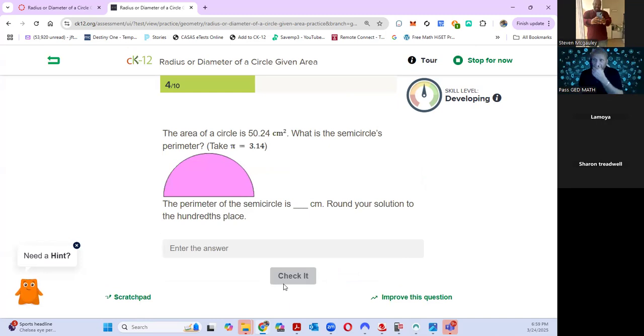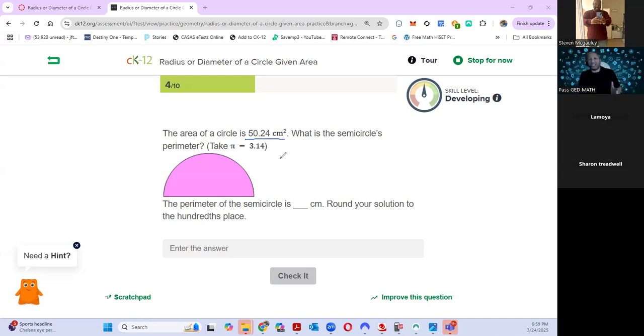Now, let's look at this. It's a semicircle. Because this looks like a difficult problem, right? It says the area of a circle is 50.24.